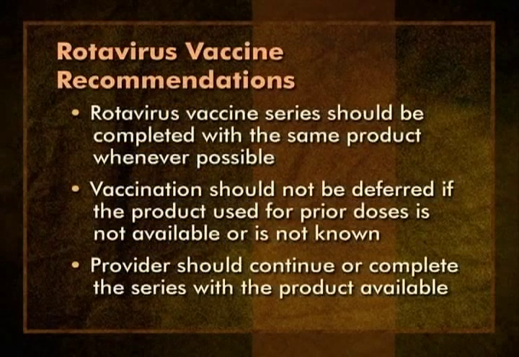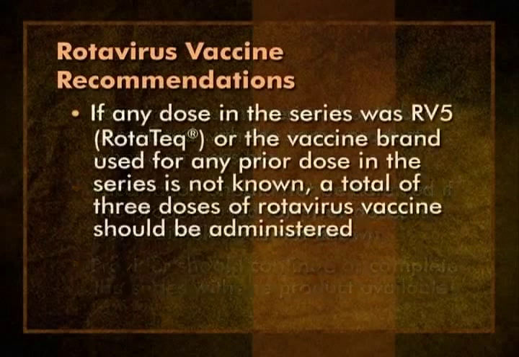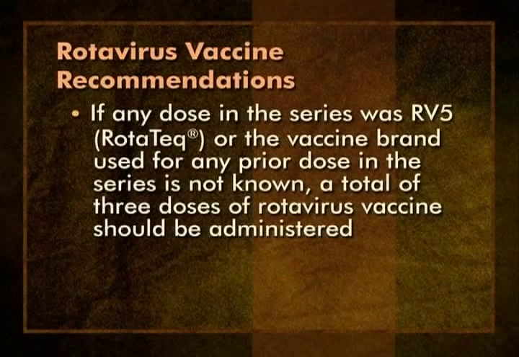ACIP recommends that the rotavirus vaccine series should be completed with the same product whenever possible. However, vaccination should not be deferred if the product used for a prior dose or doses is not available or is not known. In this situation, the provider should continue or complete the series with the product that is available to them. If any dose in the series was RV5, RotaTeq, or the vaccine brand used for any prior dose in the series is not known, a total of 3 doses of rotavirus vaccine should be administered.